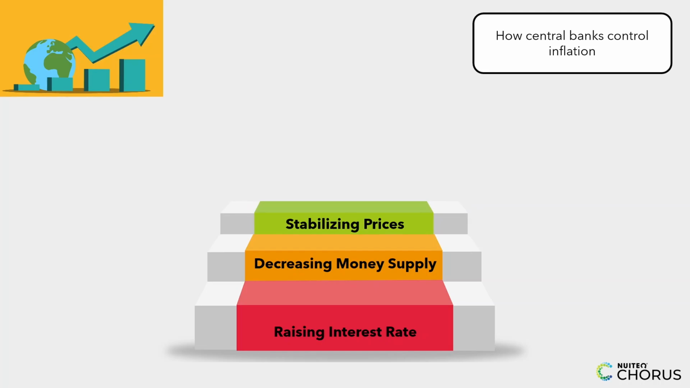Stabilizing prices. As spending decreases, demand for goods and services drops, leading to more stable prices and lower inflation. Understanding this process helps explain how governments work to keep economies stable, and why you might hear about rising or falling interest rates in the news.